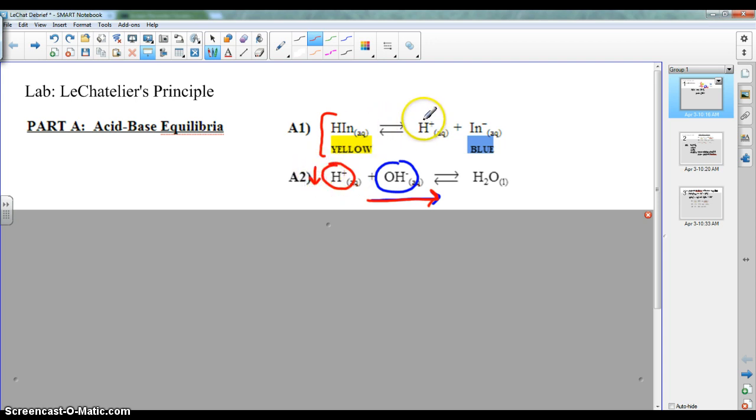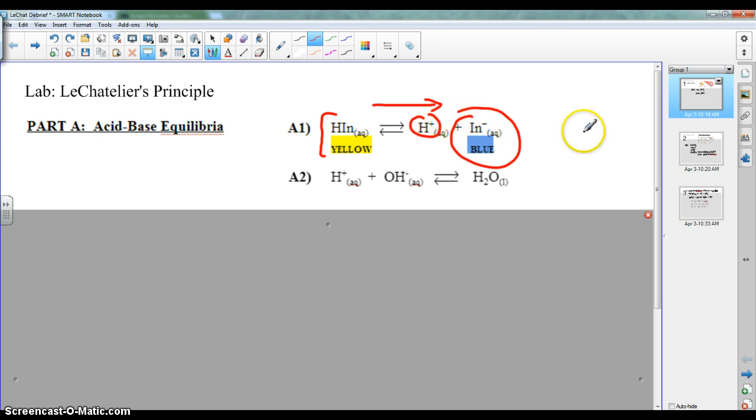And if H plus decreases, now go up to the top equilibrium, if H plus decreases, so shown here, we're going to decrease this, the equilibrium shifts to the right, and you turn a blue color, and that's what we observed in the lab yesterday.